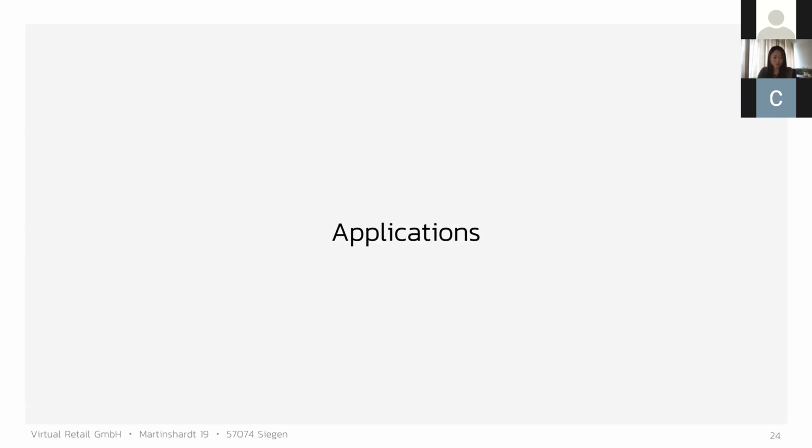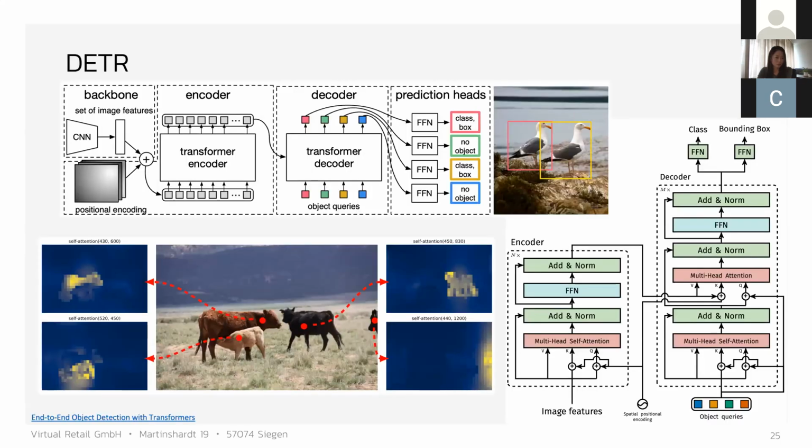Jumping through to the applications. In vision, we're doing detection. DETR is one of the papers that uses a transformer to do detection. It's using a CNN to encode the features and then adds embeddings.